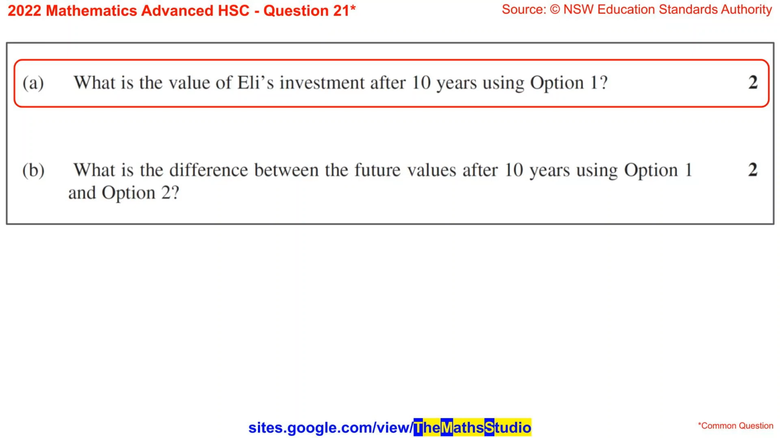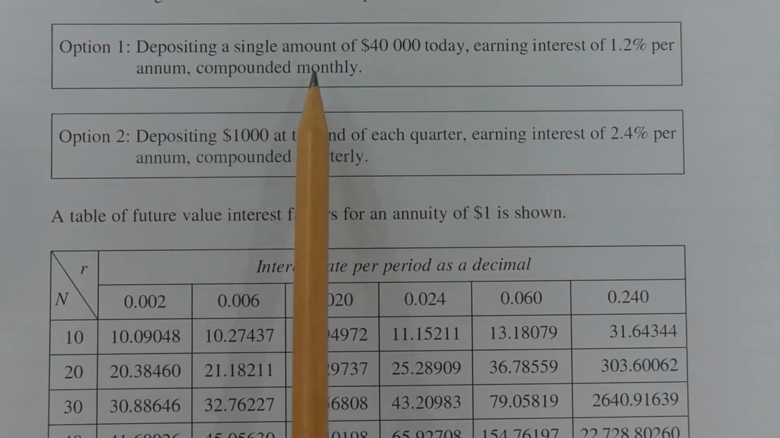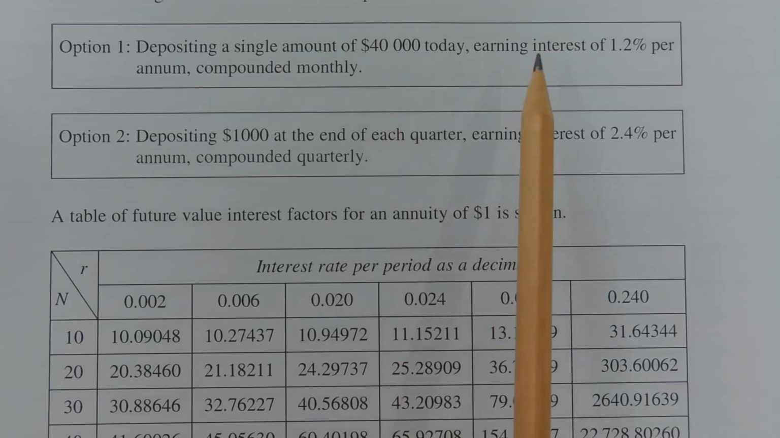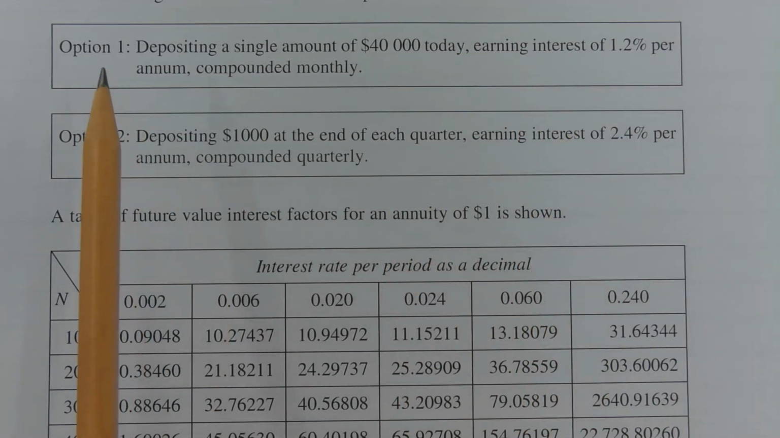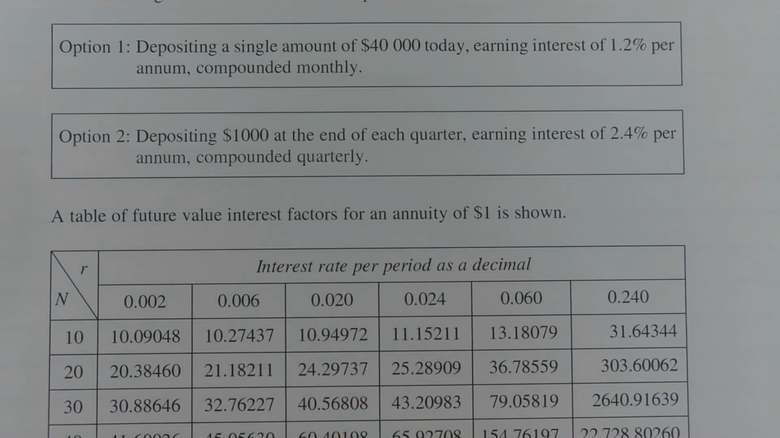Part A. What is the value of Eli's investment after 10 years using option 1? Option 1 describes depositing a single amount or a lump sum of $40,000 at the start, earning interest of 1.2% per annum compounded monthly. So that means there are 12 compounding periods per year.